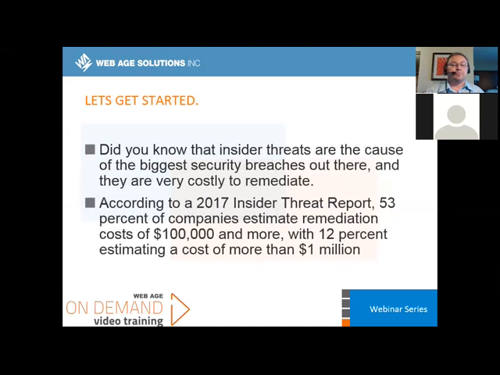Here's another point. In 2017, in an insider threat report, 53% of companies estimate remediation costs of $100,000 or more. 12% estimate a cost of more than $12 million. So if you have a hack, a data breach, a privacy concern mainly, in the US there are pretty steep penalties to pay. You have to pay for credit monitoring, you have to pay fines. There are also investigative and legal issues you have to attend to. There's also the possibility of class action lawsuits.